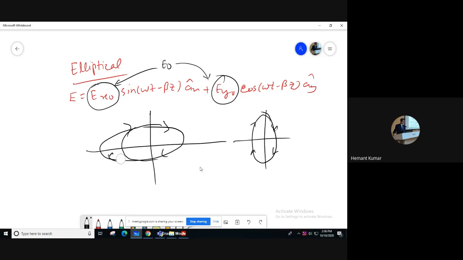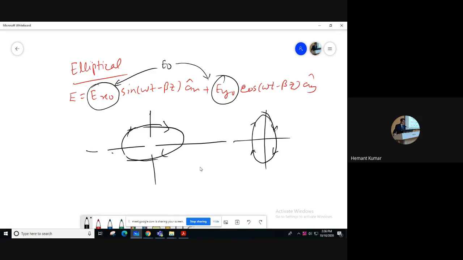Anyway, I just wanted to explain that this is elliptical, right? Whether it is left hand elliptically polarized or right hand, you can determine using the right hand thumb rule or left hand thumb rule. If the left hand is satisfying the thumb rule, then it means left hand polarized. If the right hand is satisfying, it means right hand polarized wave, right? So this is the elliptical polarized.